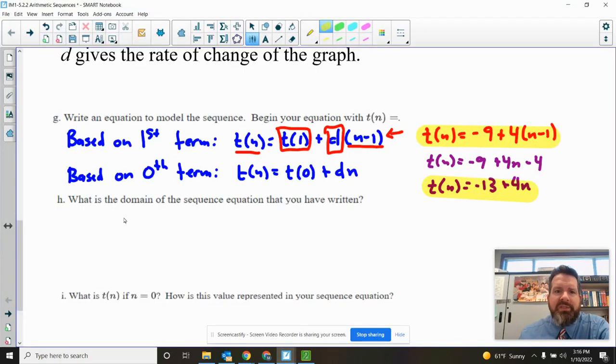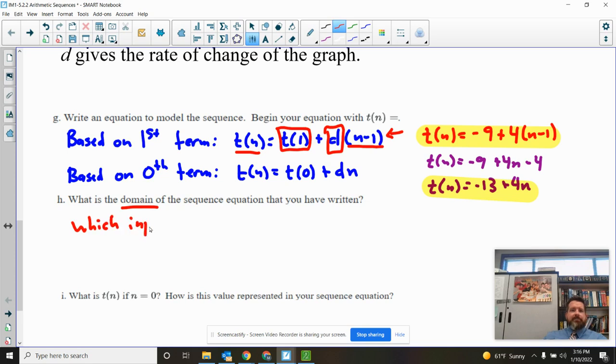So next up, what is the domain of the sequence that you have written? Now, this is a technical thing. So I'm going to talk now to those of you who are planning to move into IM2, right? So if you're planning to go into IM2, I want you to think about this. Domain just means which inputs. So domain means which inputs can we use?